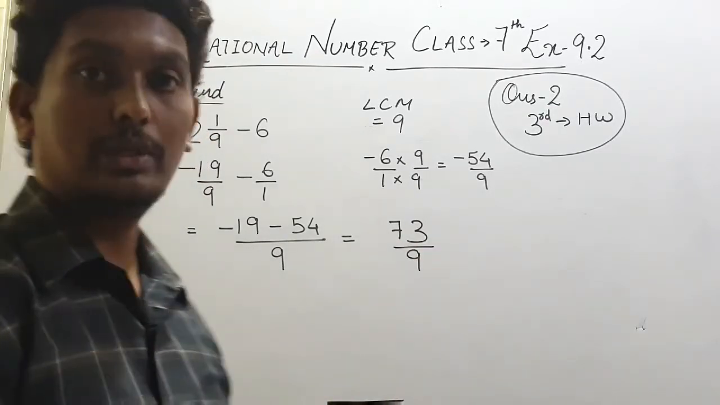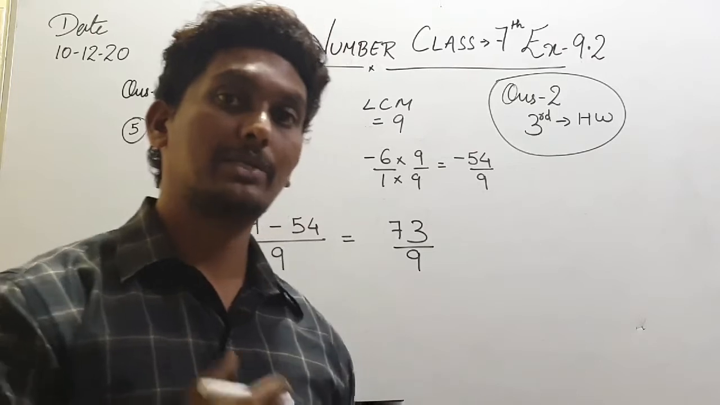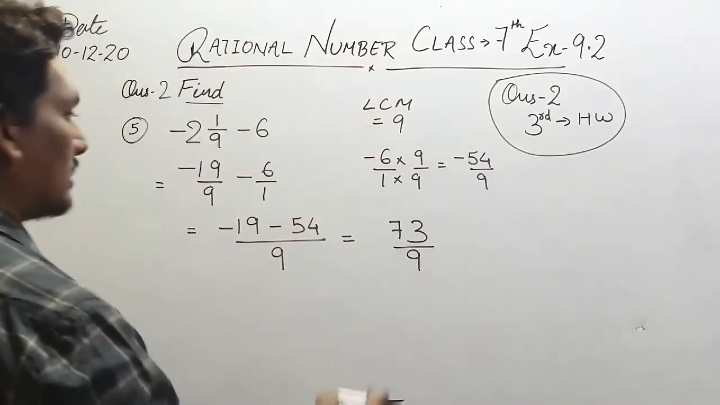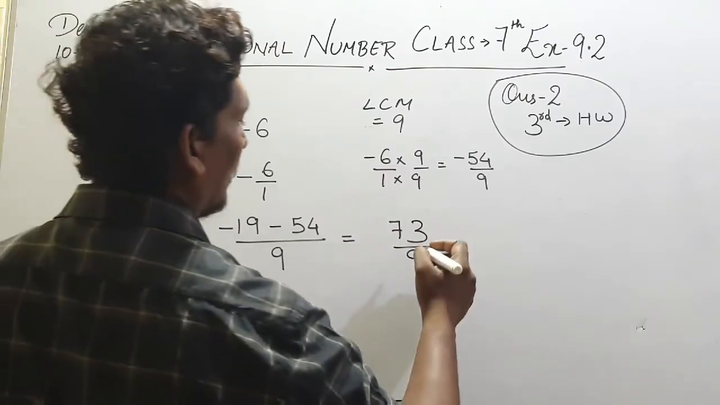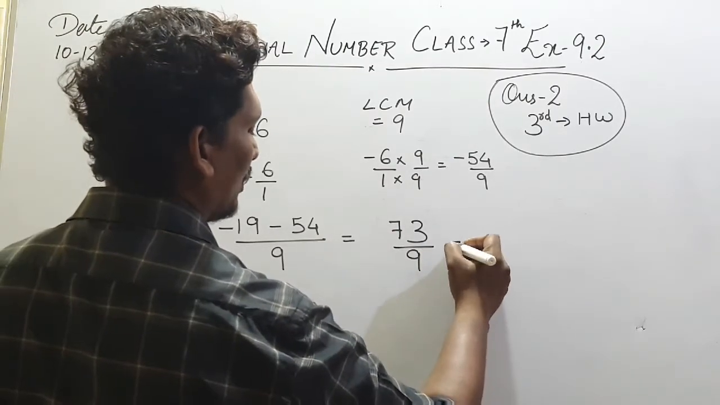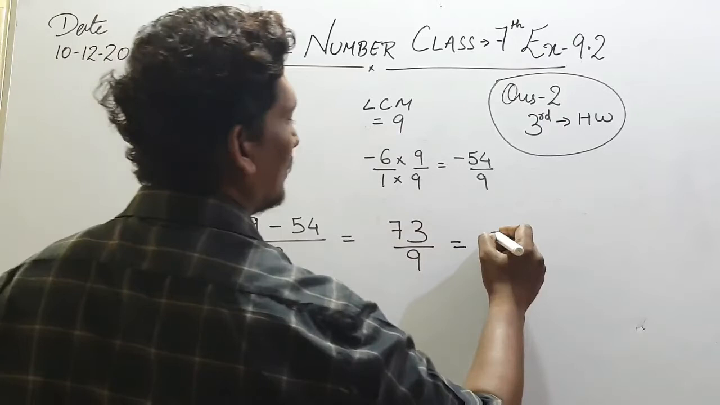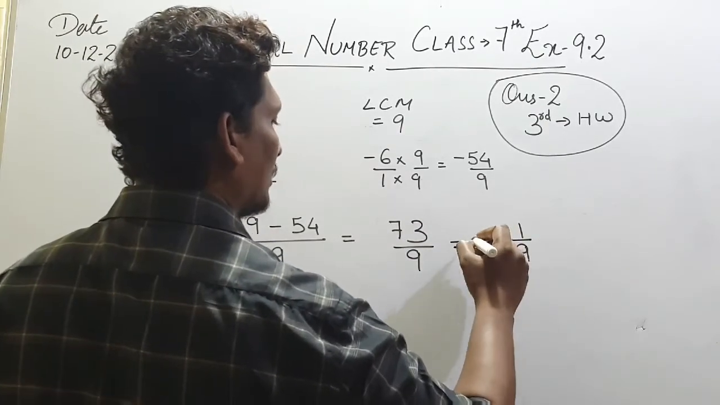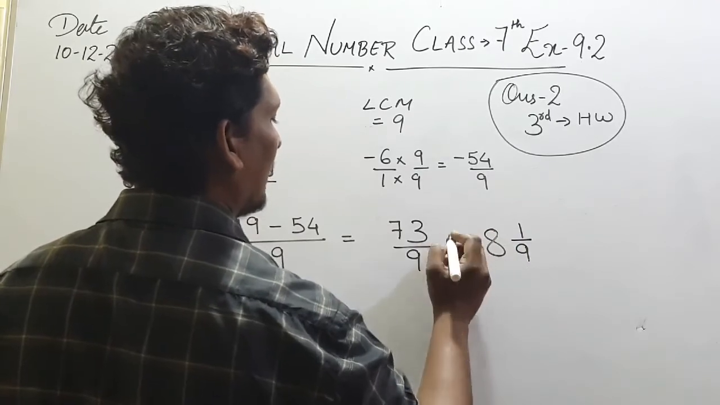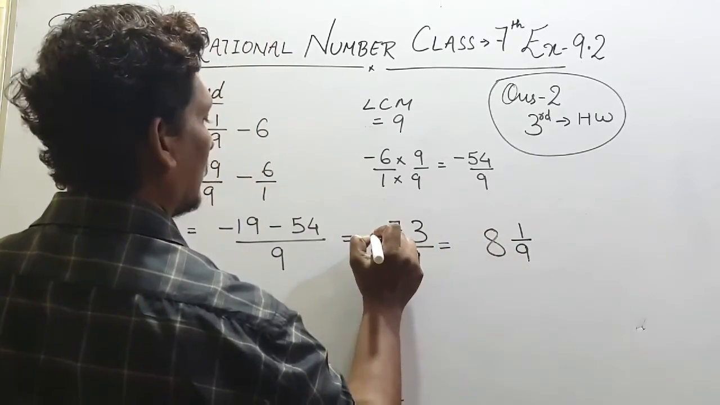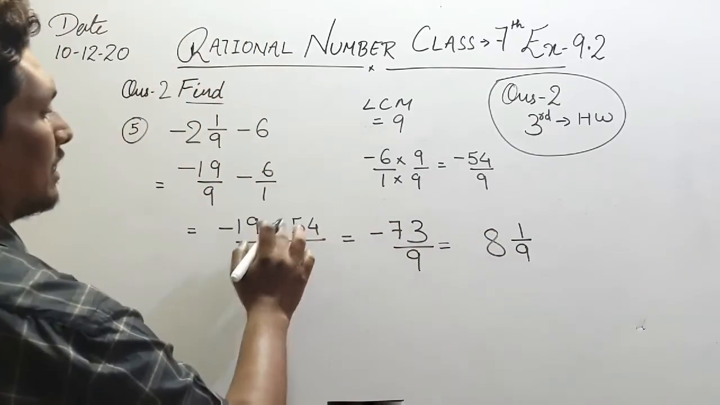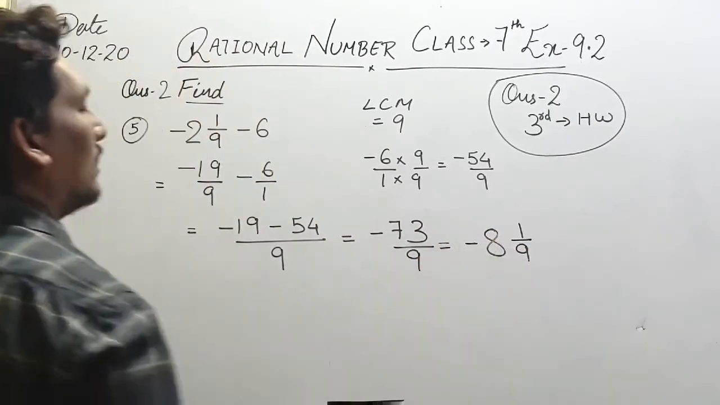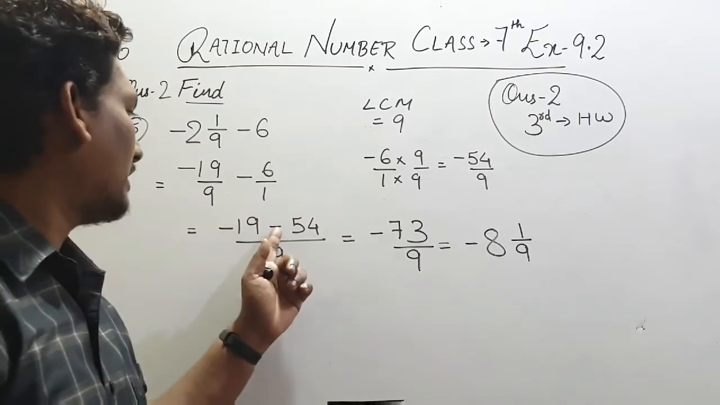As I told you in the previous question also, the number is in mixed fraction, so we want the answer also in mixed fraction, right? So just divide 73 by 9. So you will get 8, 1 by 9. So just put the negative sign. Okay, minus will become plus, right? So put a negative sign here. So minus will become plus.